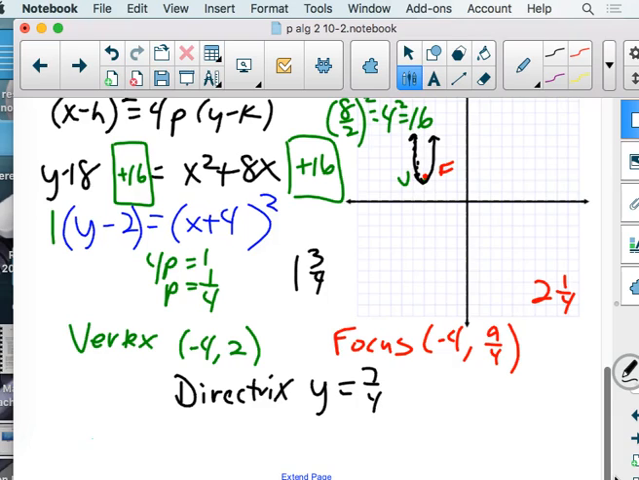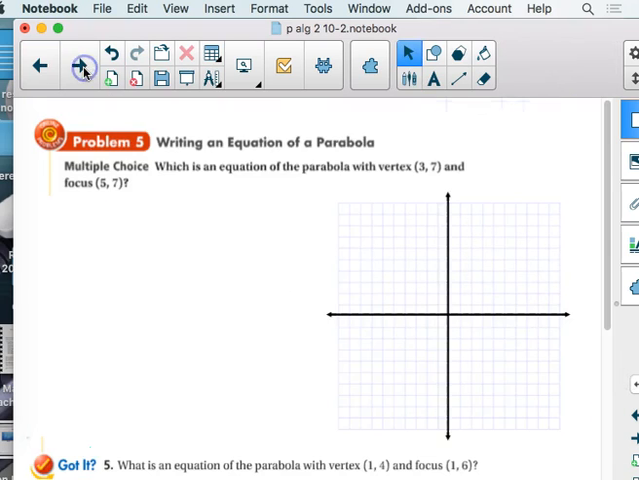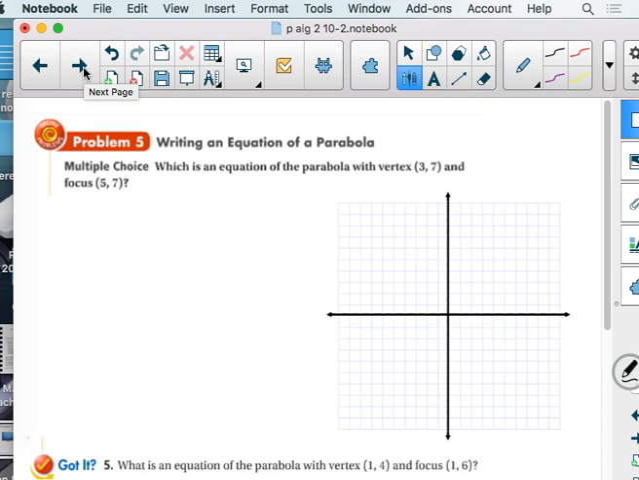So once we understand how all the pieces come together here, then these don't take so long. But sometimes we have to complete the square to make that happen. Let's see. This one says, which is an equation of a parabola with vertex 3, 7 and focus 5, 7? Yeah, this was multiple choice, but I don't like multiple choice, so we're going to do this by hand. Vertex at 3, 7. Focus at 5, 7.